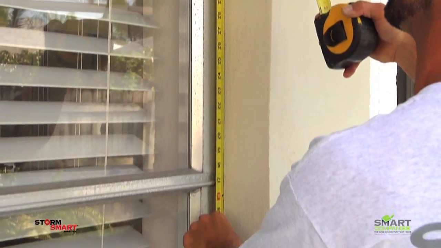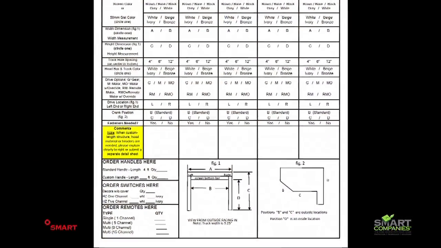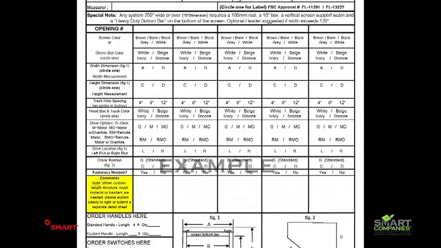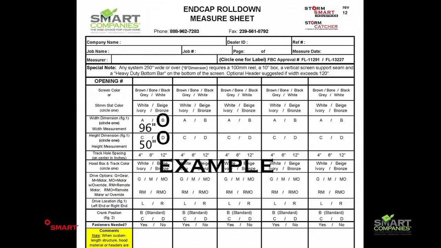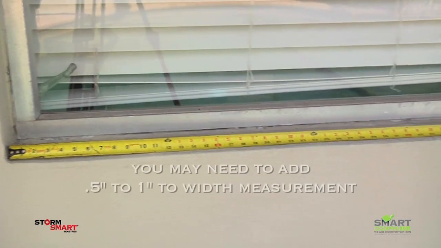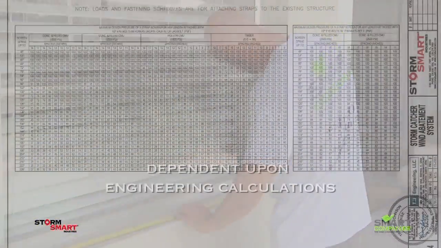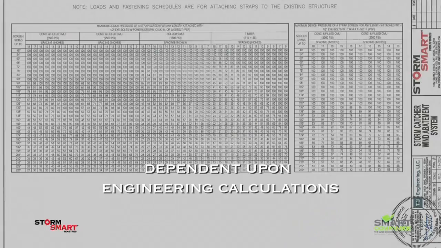In an instance such as this, the most common choice would be to use the B width and D height measurements on the measure sheet, as it is often the simplest way to write up the order. Keep in mind that you may need to add an additional ½ inch to 1 inch to your width measurement depending on what the engineering dictates on edge distances for your fasteners.